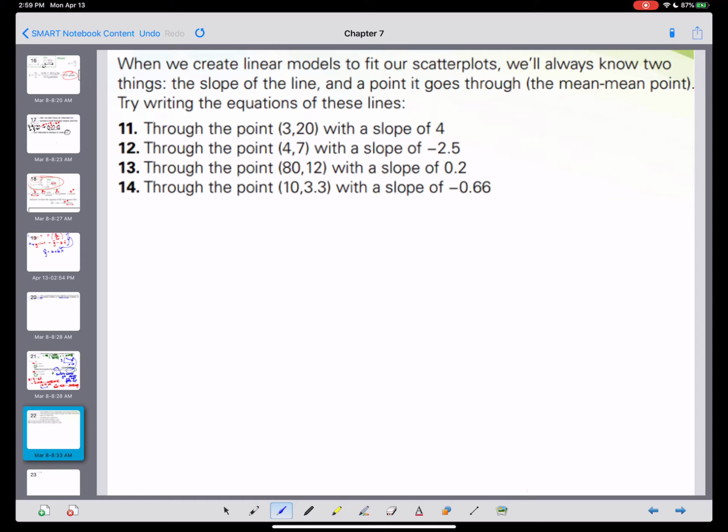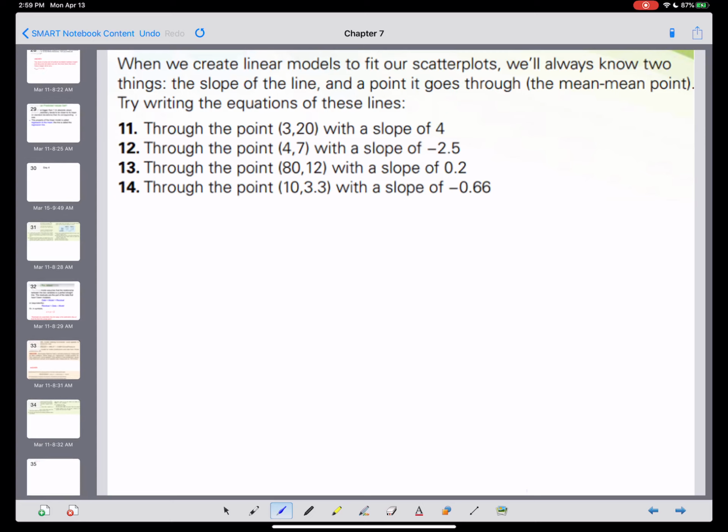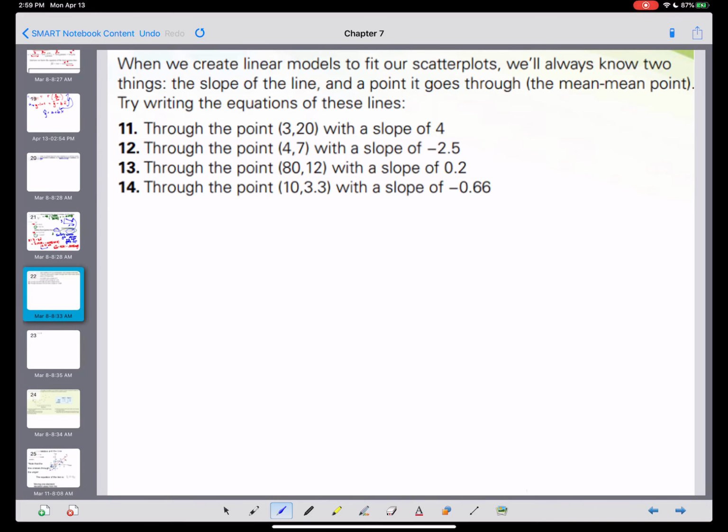When we create linear models to fit our scatter plots, we always know two things. The slope of the line and a point, which is called the mean point. Right? The mean. It's a nifty name for it. It's really simple. All we do is it's point slope form. So it's y minus y1 is equal to slope times x minus x1. The idea is that they're just trying to give you a point to go through. This thing called the mean point is just like the middle point. It's like the best middle point that we have. That's what it means.